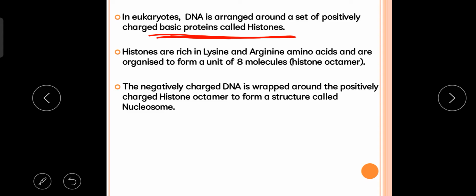What is the importance of histone protein? The important fact about histone proteins is that they are rich in two amino acids. This is a very important question for your final examination. What are the two amino acid residues which are rich in histone protein? They are lysine and arginine. Remember this second point, it is very important.